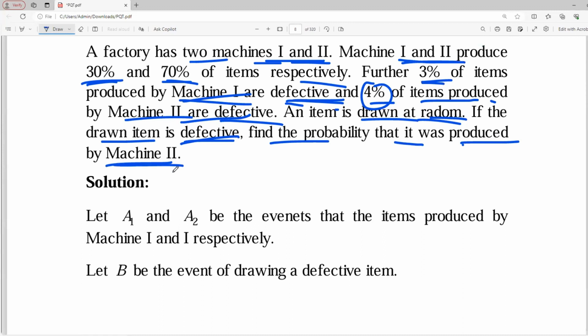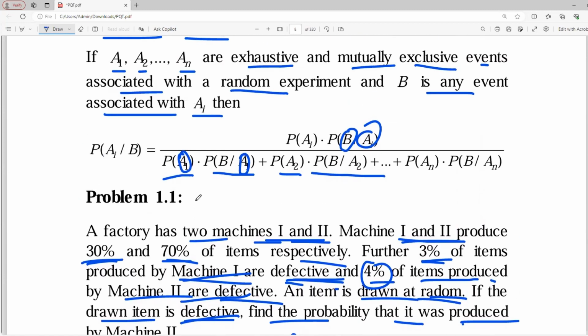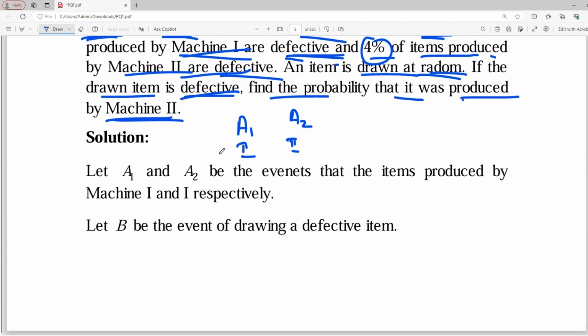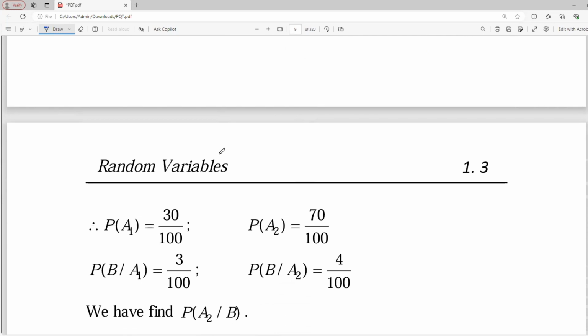So what they are asking is, you're taking a random item, and what is the probability that the item is from machine two's production. Basically, A1 and A2 are machine 1 and machine 2, right? Then B is the event that we are drawing. It can be anything. Here they're drawing a defective item, so B is going to be the defective item.